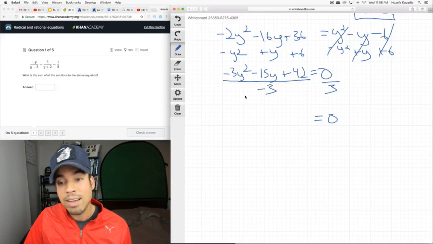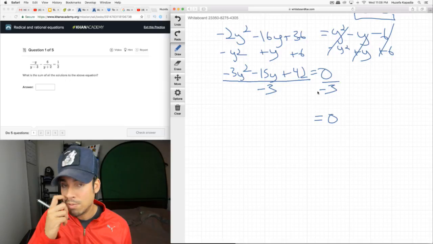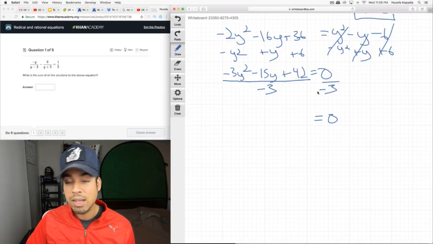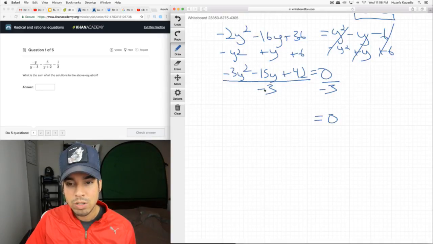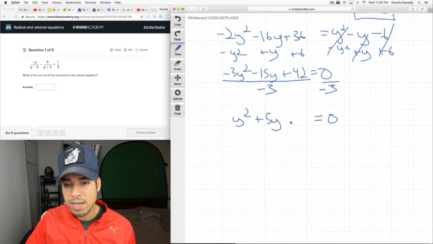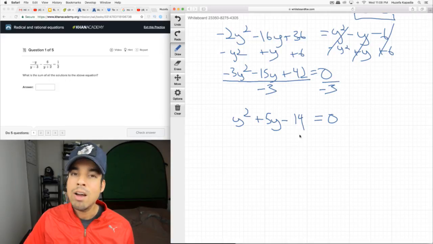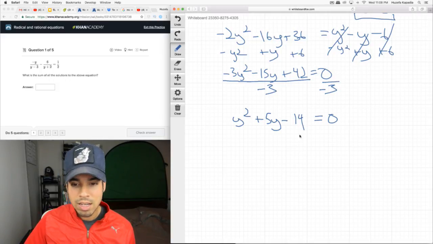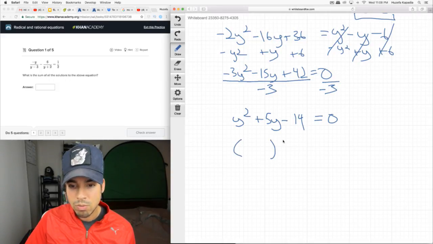Because watch, I can do that. It's okay as long as I divide both sides by negative 3. 0 divided by negative 3, still 0, so we're all good there. Now, let's divide negative 3y squared by negative 3. We get y squared. This one becomes plus 5y, right? 15 divided by 3. And then 42 divided by negative 3 is negative 14. Now, look how nice this is. It's not so bad. It's not too difficult to factor, and we can get our two solutions.